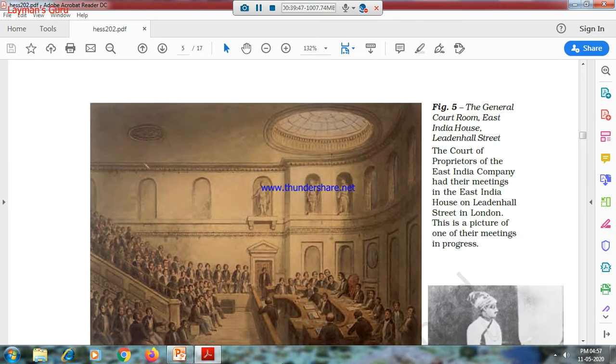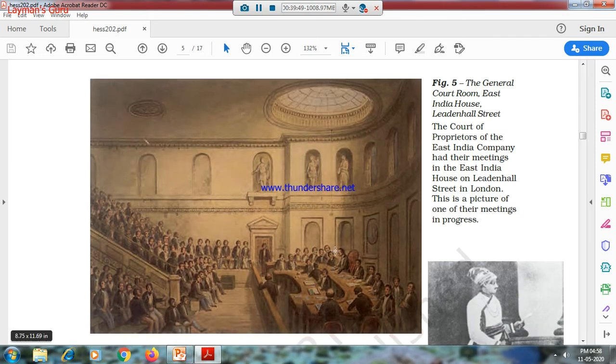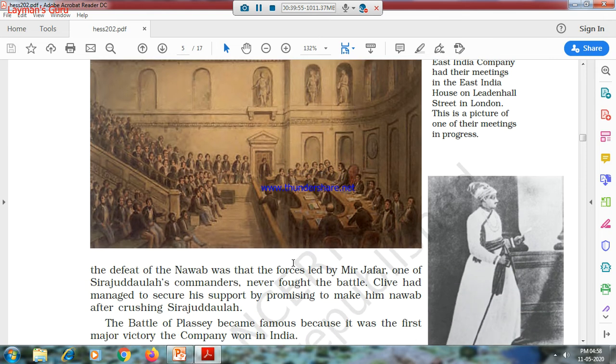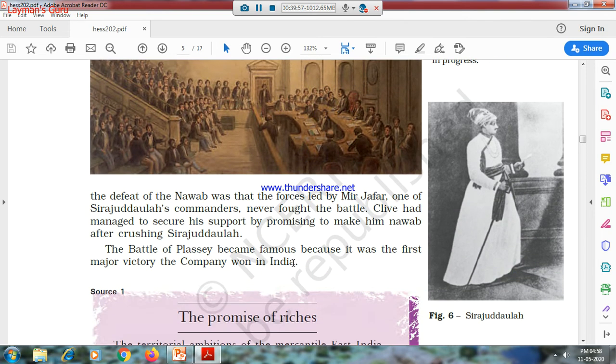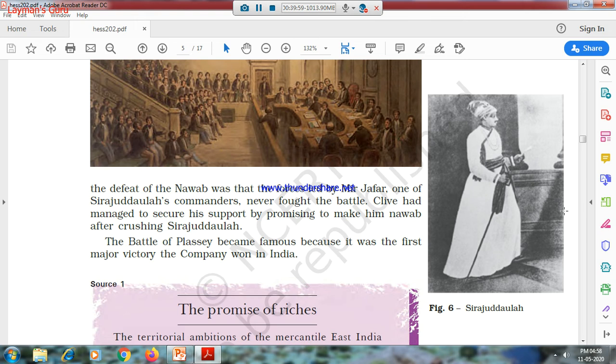Plassey, this was the discussion held. What needs to be done to take the revenge for the Black Hole episode. Leaden Hall. This is Siraj-ud-Dowlah's picture. Mir Jafar. So Clive was busy purchasing this fellow Mir Jafar.